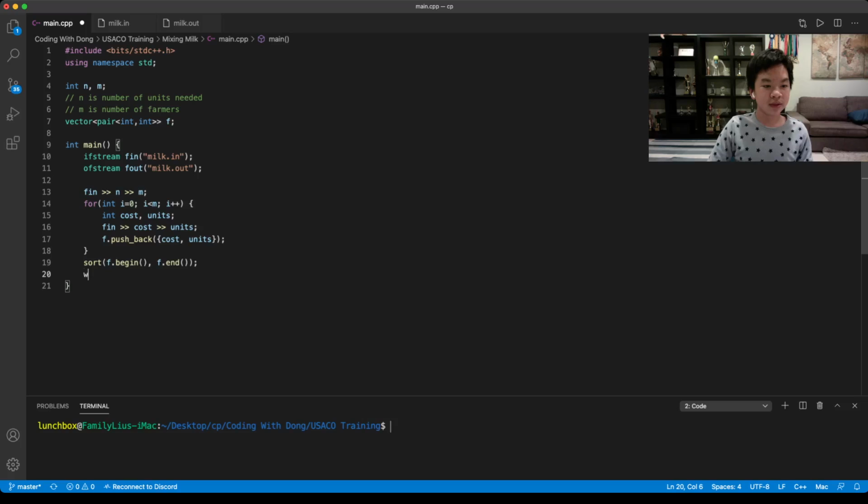Okay, so now we need to loop through each of the farmers. So I can go like int i, since we're given m farmers. Okay, so if we don't need any more units, so if n is equal to 0, then we can just break. And we also should keep track of our result. At the end, we'll basically just print the result. We can do that later as well.